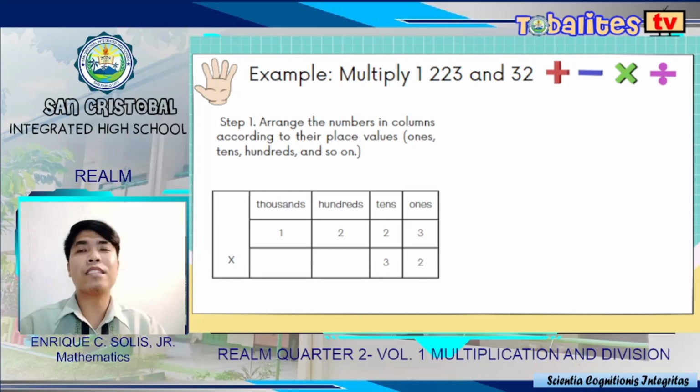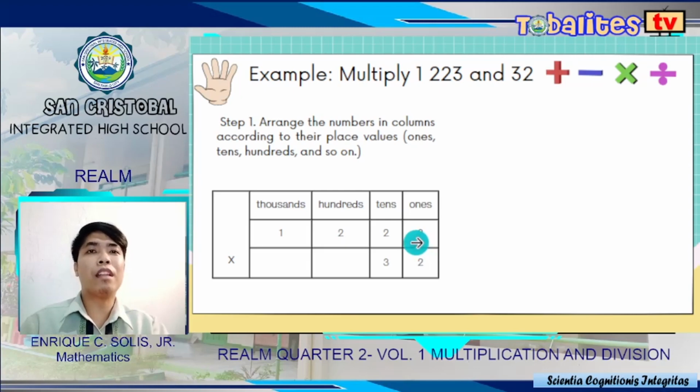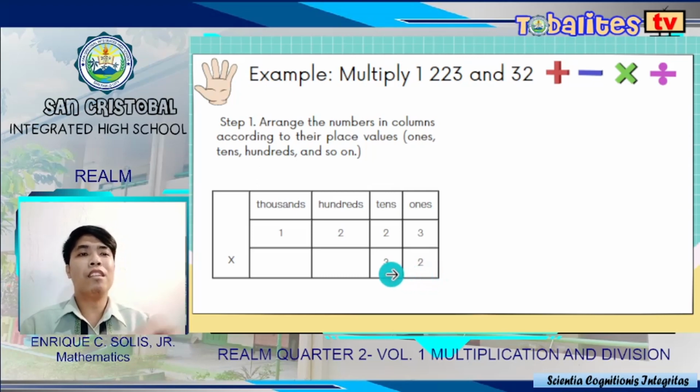Since our highest number is thousands, we have thousands place value, hundreds place value, tens place value, and ones place value. So we are going to write the 3 from 1,223 at the ones digit, the 2 at the tens digit, the third digit on the hundreds digit, and the last digit on the thousands digit. Next is the 32. You are going to write 2 at the ones digit and 3 at the tens digit.